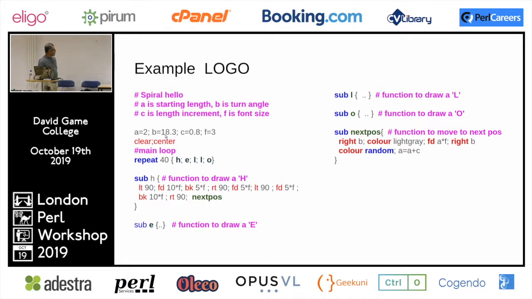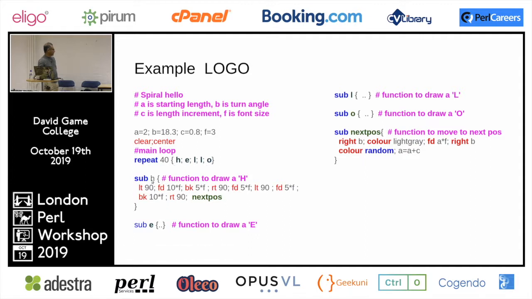It allows comments, which are ignored, obviously. It allows variable assignments. These are domain-specific commands for the logo. You clear the screen and you center your turtle in the middle of the screen. Repeat 40 times. That's one of the core functions. And I'm going to say HELLO, and HELLO is a subroutine that is in there. So it does HELLO 40 times, and it does each of those things.